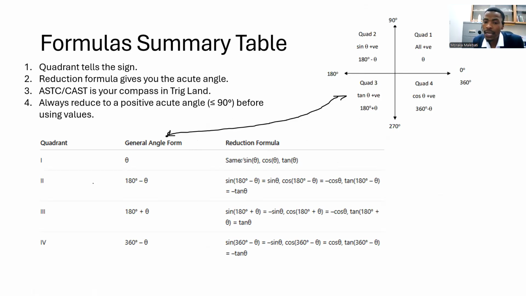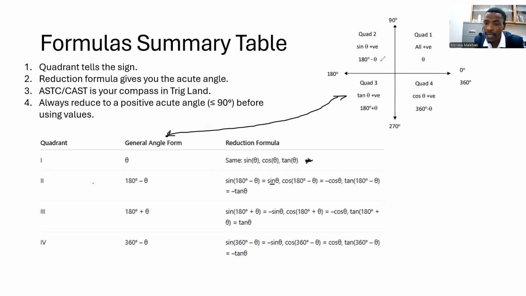In the first quadrant, everything is the same: sine theta, cos theta, tan theta. When we are doing all these things, we are trying to make sure that things are in the first quadrant, because they're simple and easy. So in the second quadrant it is 180 minus theta. So if you're having sine of 180 minus theta, you're just having sine theta.